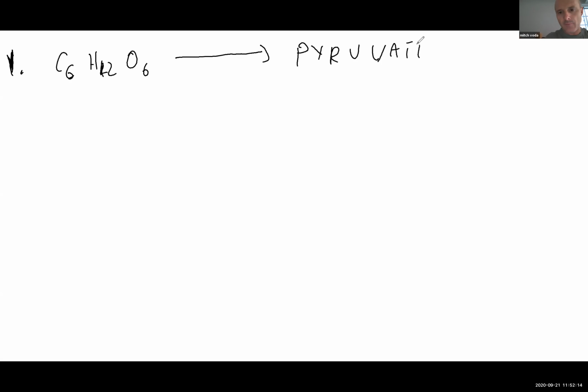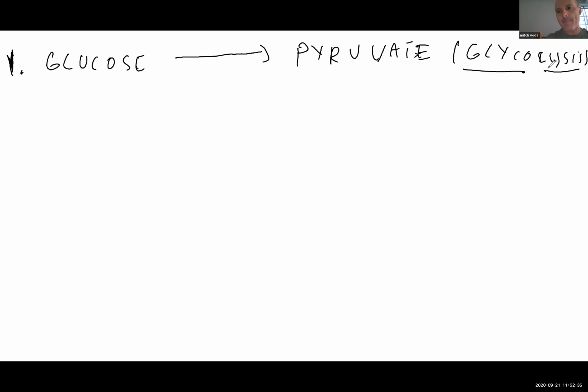So, step 1, glucose is going to be broken down to pyruvate. Let me write down here glucose actually too. Now, this process is called glycolysis. Glucose, lysis, break.